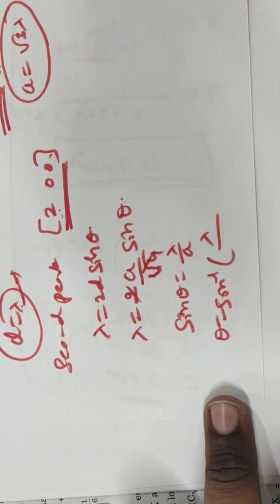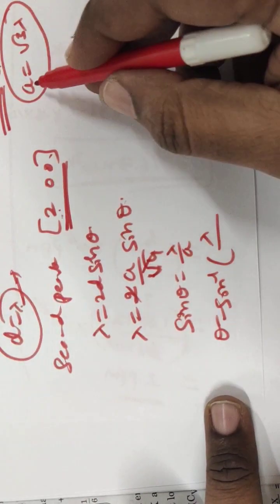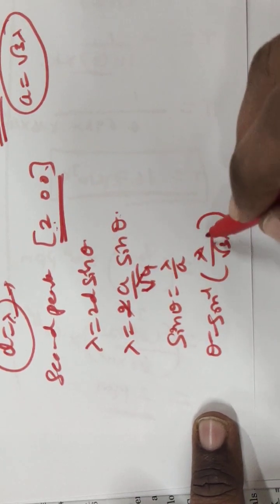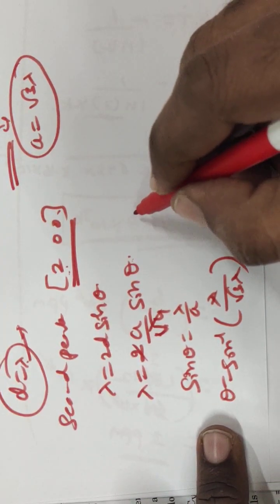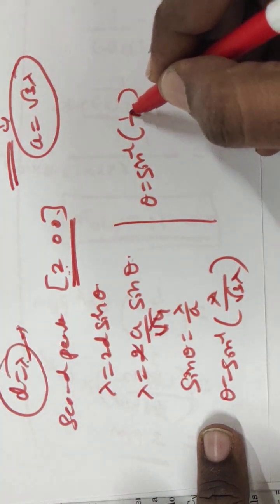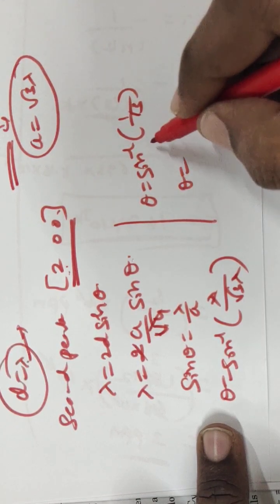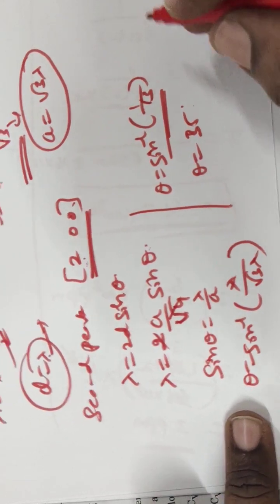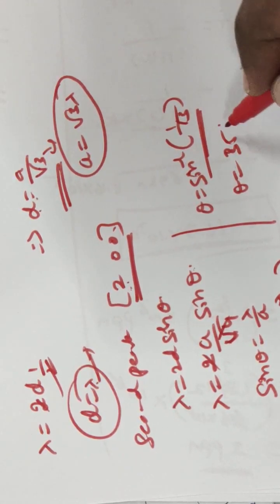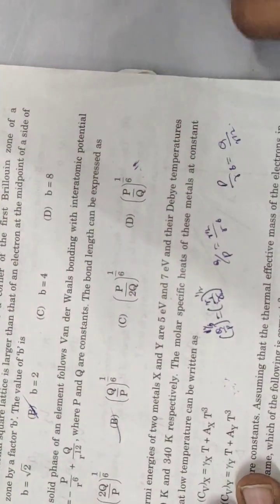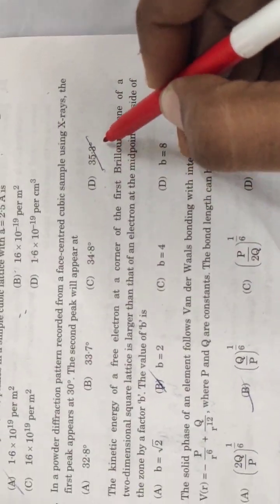Theta is equal to sin inverse of lambda by a, and we know a is root 3 lambda. So lambda and lambda cancel, remaining is theta is equal to sin inverse of 1 by root 3, which means 35 point something. So they are given 35.3. So this is the correct answer. So option D is correct.